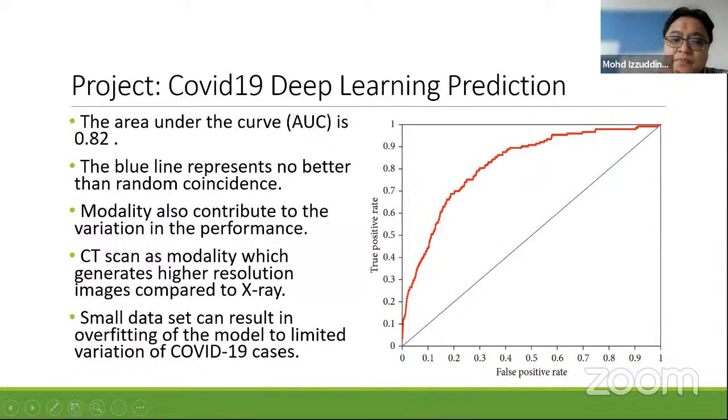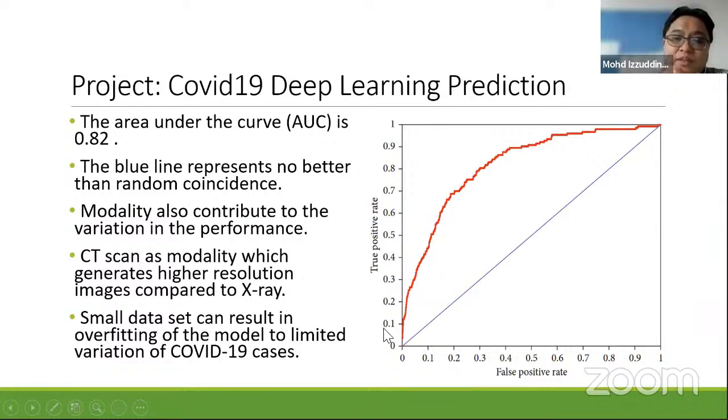Basically, it was 0.82, which is okay if we compare it with random coincidence. The blue line is random coincidence. It means a 50-50 chance without having this neural network do the prediction. So you have a 50-50 chance, right? So it's much better than that.